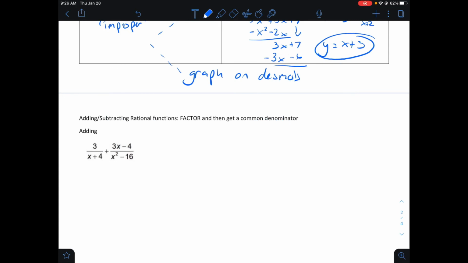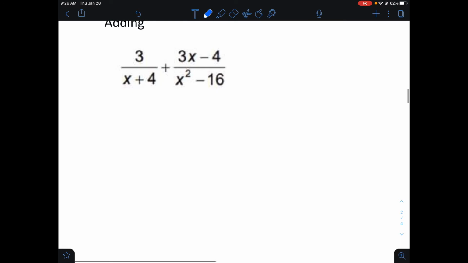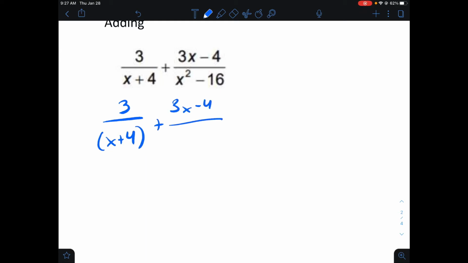So now we're going to go ahead and review adding and subtracting rational functions. All right, so notice the directions here say factor, then get a common denominator. So notice how there's a ton of factoring on this. So let's go ahead. We'll factor this. We can't factor really anything on the top or on the bottom of this first one, so we'll leave it like that. And again, can't factor anything on the top, but we can factor the bottom here.